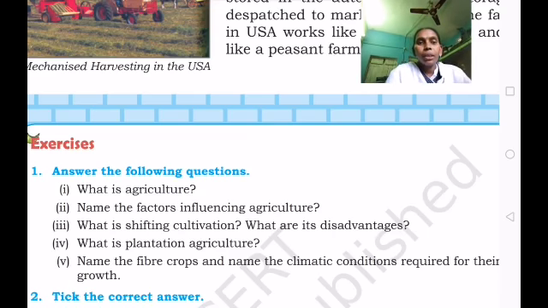What is plantation agriculture? One full paragraph about the plantation is there. Sugar cane, banana, coffee, and tea: all of that is in one full paragraph about the plantation. You can read from the textbook only. Name the fiber crops and name the climatic conditions required for their growth also. What are the fiber crops? About the cotton and also the jute. About these two, you have to write the information also.